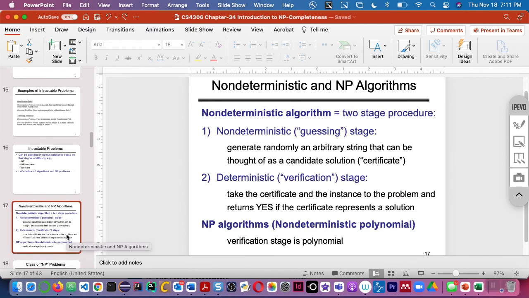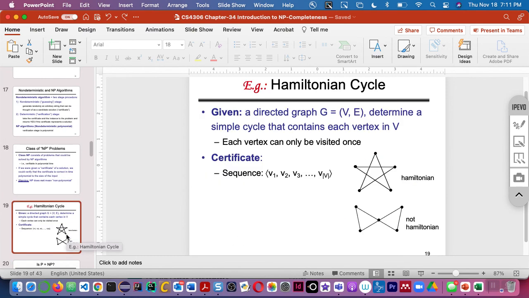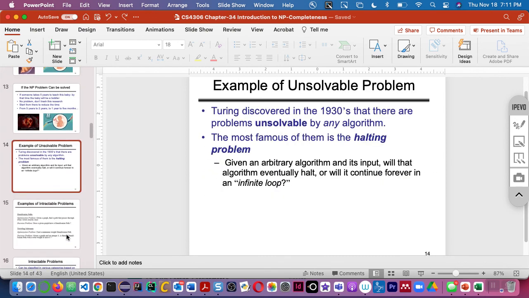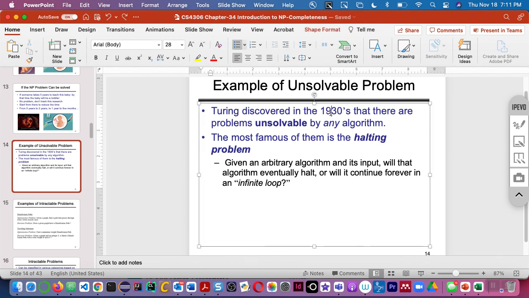So in the computer science perspective, we know that there are some problems with algorithms for how to solve them, sorting, searching, right? Now we have learned some algorithms. But less than 100 years ago, about 90 years ago, there was a mathematician, his name was Turing. He discovered in the 1930s that there are some problems that are unsolvable by algorithm.